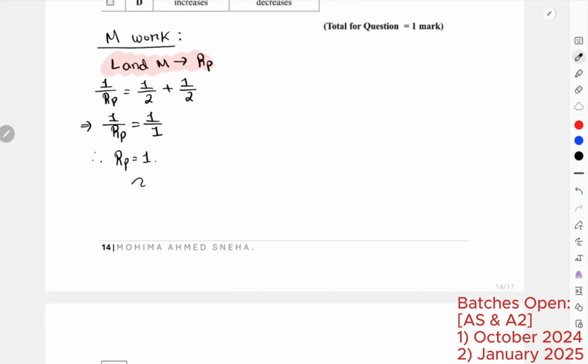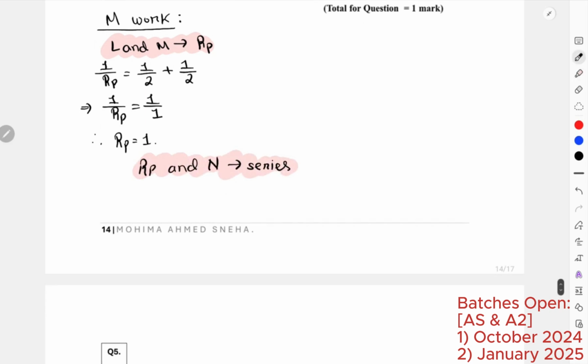Let's just highlight these. RP, the parallel combination, and the component N are connected in series. Now you can find out the total resistance of the entire circuit, and that would be what? RT is going to be RP plus RN, which is 1 plus 2, that would be 3 ohms, right?